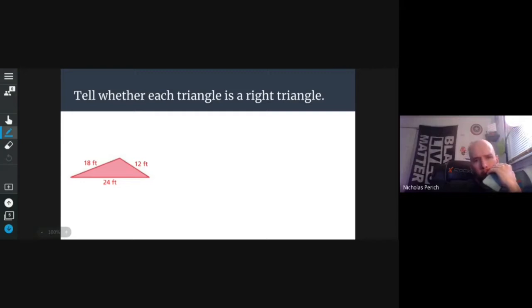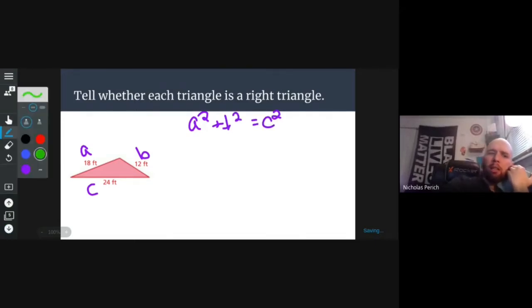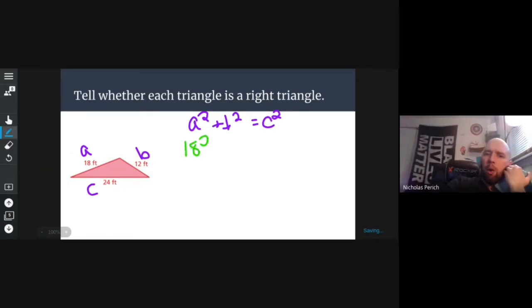Tell whether the triangle is a right triangle. Okay. So I am going to say that 24 is my C. It doesn't matter which one you call A or B as long as the longest side is C. So 18 can be my A and 12 can be my B. All right, so I need to make sure that A squared plus B squared equals C squared, which means I need to make sure that 18 squared plus 12 squared equals 24 squared.